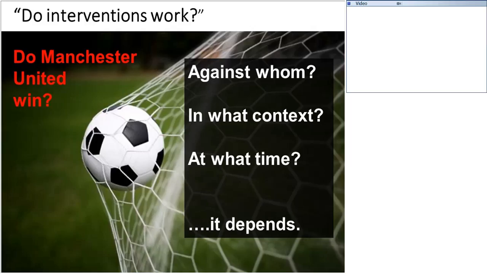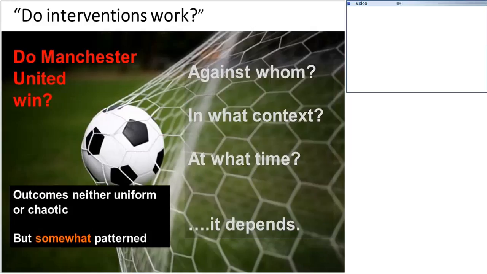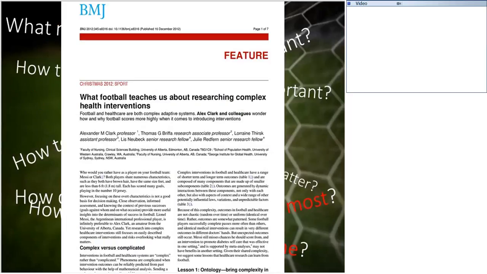And so we can't necessarily even ask that question, do interventions work? From a complexity perspective, alternatively, we have to ask a different question, a question that addresses that outcomes are neither uniform nor chaotic, but somewhat patterned, and ask in what context Manchester United would win, against whom? And we're going to think about that in a moment in relation to an approach called realist evaluation. So that's the lessons that football can teach us about researching complex health interventions.